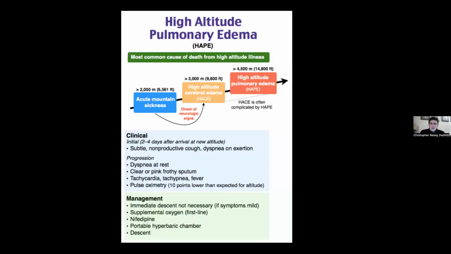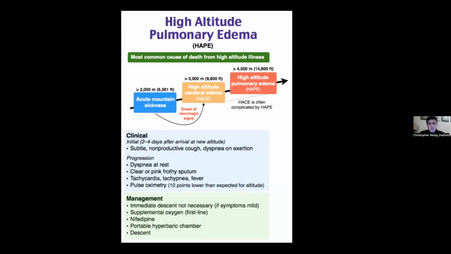HAPE is on the spectrum of different types of altitude sicknesses. It is often on tests. You'll hear people having pink frothy sputum. They'll have dyspnea at rest. The initial treatment, if you're asked for an initial treatment, it's just oxygen. Just give them oxygen and it will relieve some of the pulmonary constriction and make things better.